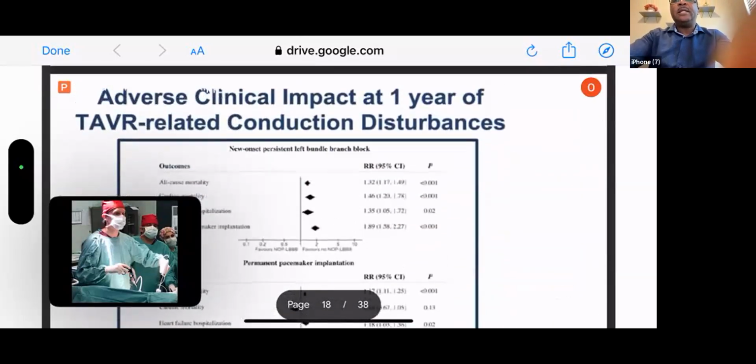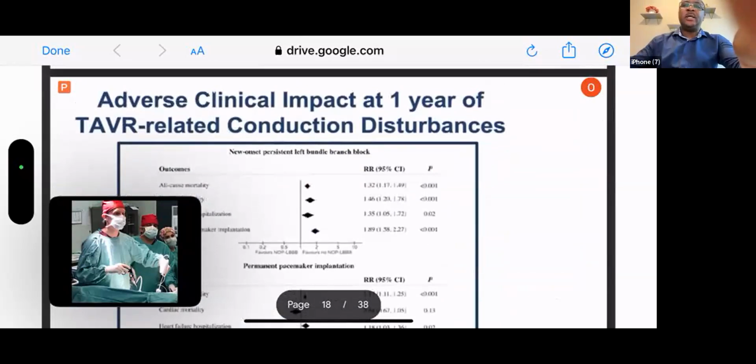So what are the adverse clinical impact at 1 year of TAVR-related conduction disturbances? Because, like I said, the right bundle branch block that was pre-existing is a bad omen for these patients. So we usually take them more seriously. But for patients who develop left bundle branch block without a prior right bundle branch block, studies have shown that the development of that left bundle branch block have varying effect on the patient.